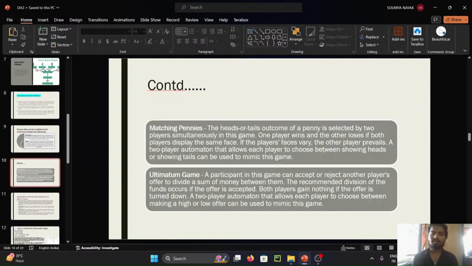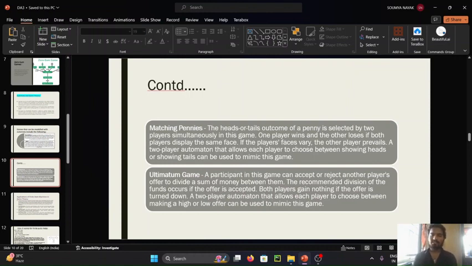Talking about the third game, that is matching pennies. The head or tails outcome of a penny is selected by 2 players simultaneously in this game. One player wins and the other player loses. If both players display the same face, one player wins; if the players' faces vary, then the other player prevails. A 2-player automaton that allows each player to choose between showing heads or tails can be used to mimic this game. Same as previous examples, it's a simple game we can model with a finite automaton.